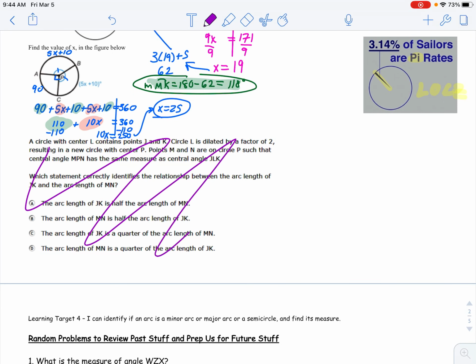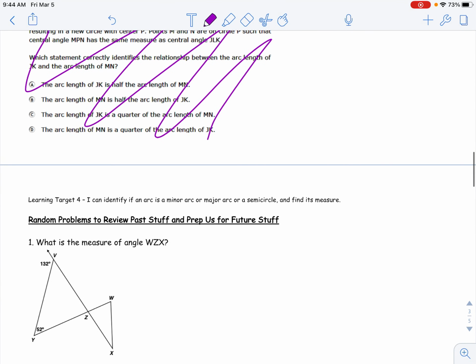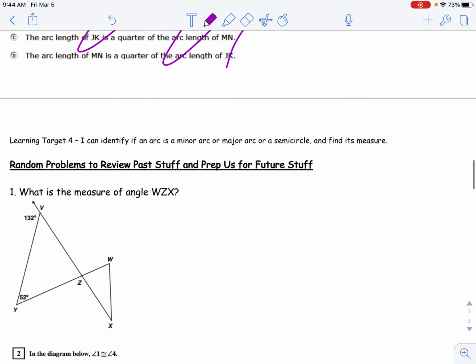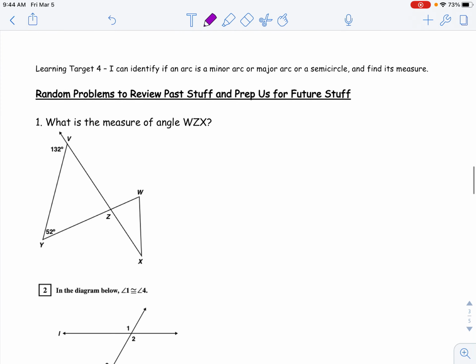All right, this is going to be deleted from the notes because we actually need to do that later. We're doing arc length and those problems. All we talked about is arc measure, so let's bounce down here.